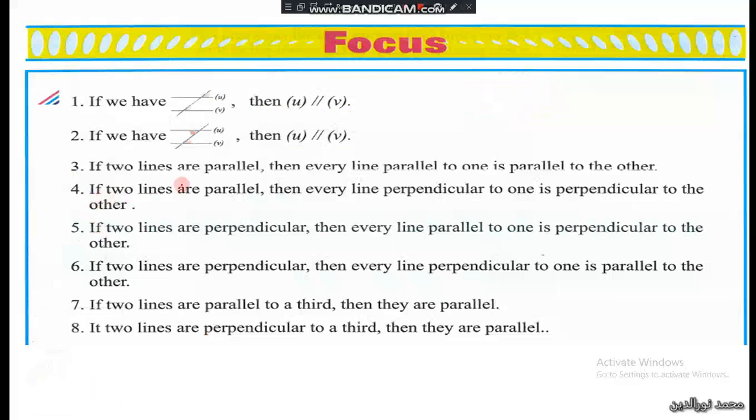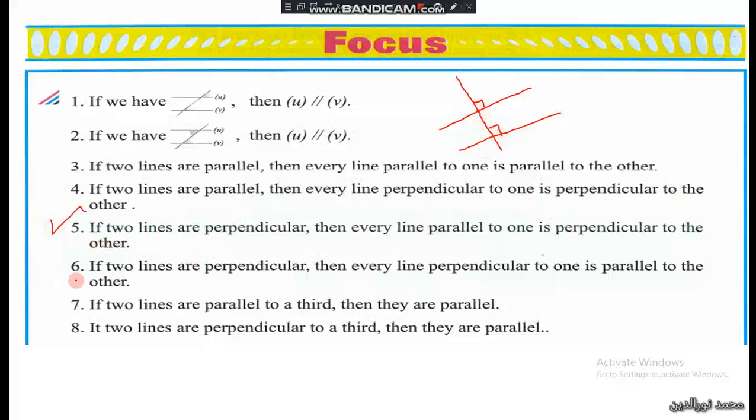And then if two lines are parallel, we have two parallel lines, then every line perpendicular to one of them. So we draw a line perpendicular to one of them. Every line perpendicular to one of them is perpendicular to the other. So if we continue this line, it must be perpendicular to the other line.